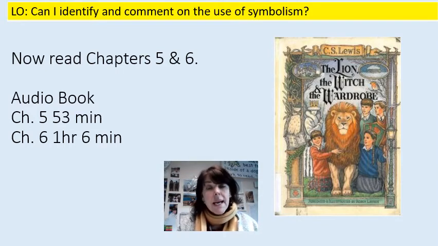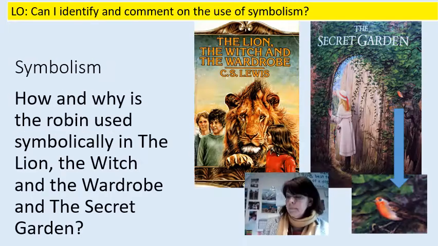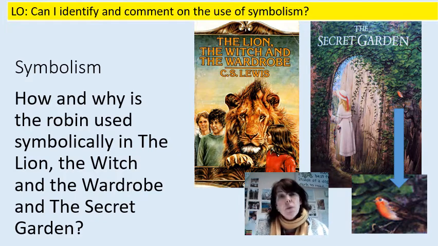Because you're working with the text and a lot of the lessons are to do with selecting the correct evidence. So I've put the timings on the slide for you so that you can find that chapter 5 starts at 53 minutes. So having read chapters 5 and 6 then, we're going to zoom in on a very small detail in the novel, but something that's quite important. It's the robin.